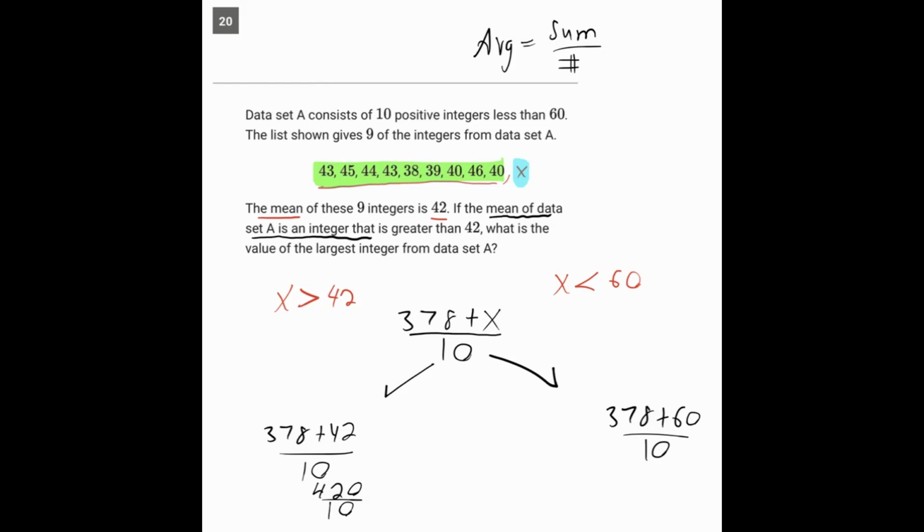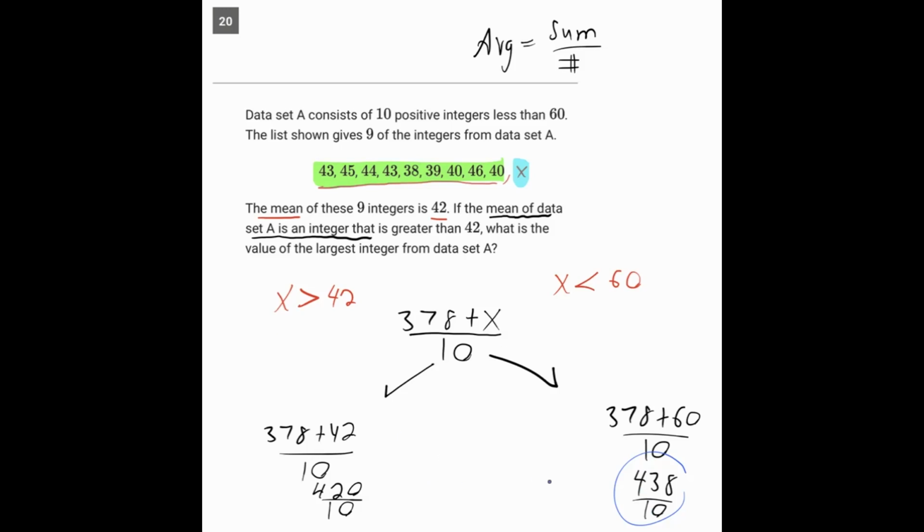And if we add the numbers on the right, we get 438 over 10. So remember, what we're looking for is for the answer to be an integer, not a decimal. Now, this one here would have given you an integer. If you divide 420 by 10, you get 42. But remember, that specific number combination is not allowed. This one here would not have given you the integer. 438 divided by 10 is 43.8.